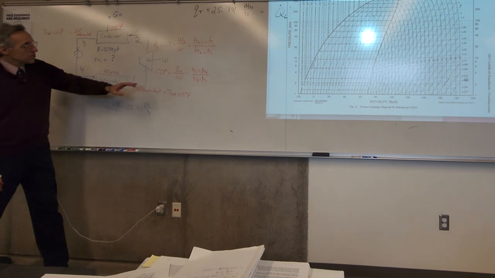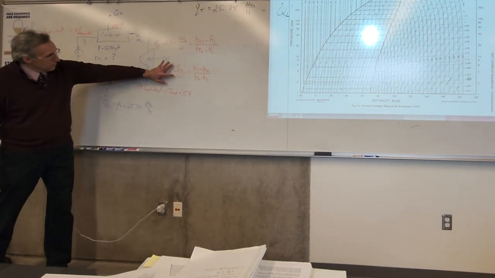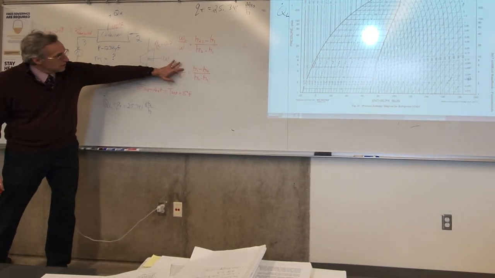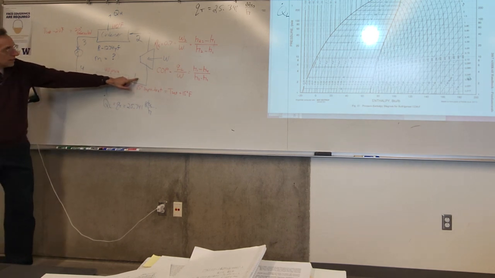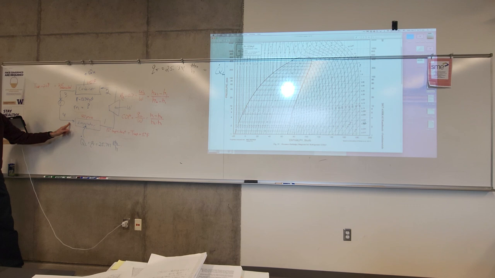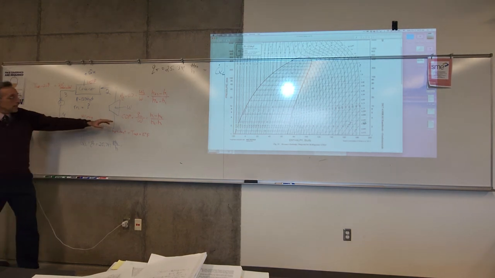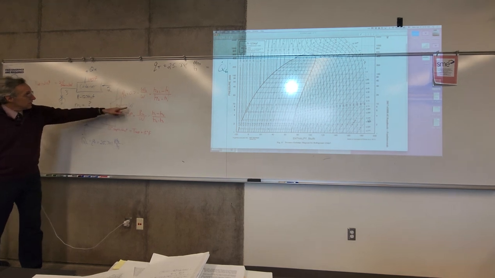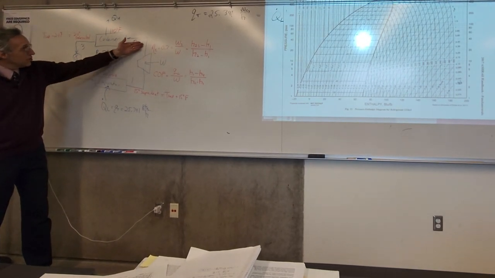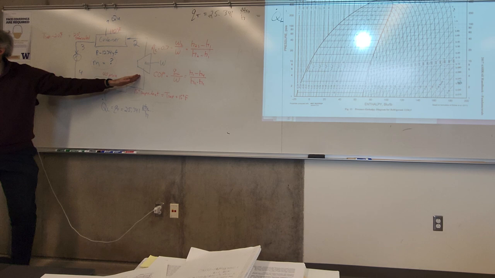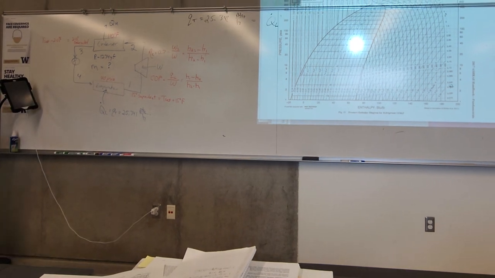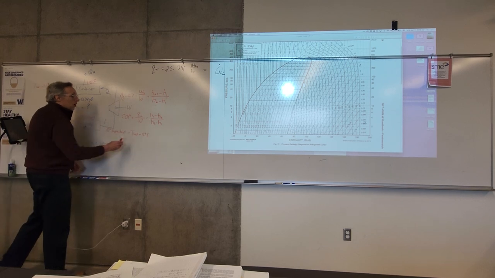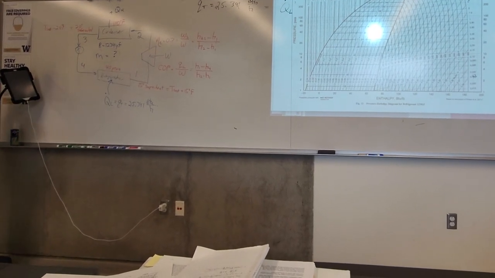because these are energy balances around the devices. QL is an energy balance around the evaporator. So H1 minus H4, that's equal to the heat going in. And then the work going to the compressor is H2 minus H1. Okay? So our challenge is to find out what the values of H are.